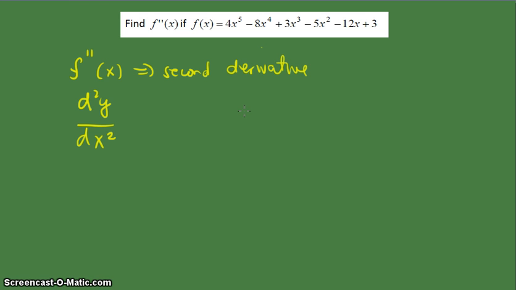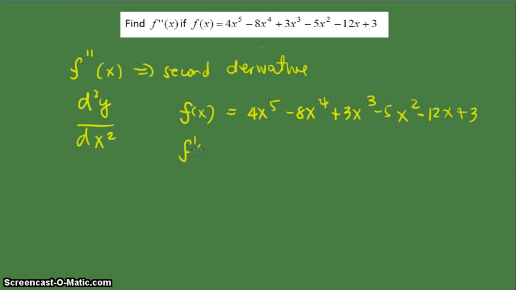So the second derivative is just the derivative of the first derivative. So you keep on differentiating the function depending on how many times you want it. So it says second, so you have to differentiate it twice. So if the function is given as f of x is equal to 4x to the 5 minus 8x to the 4 plus 3x cubed minus 5x squared minus 12x plus 3.